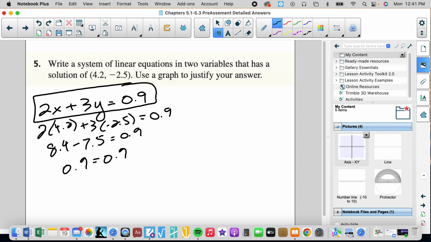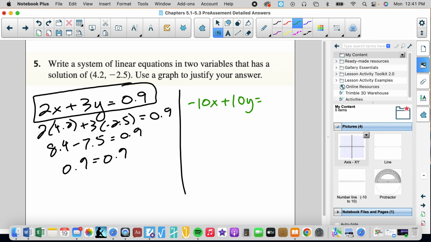Now I got to make another equation, and I just need to make sure it's not the same equation that I started with, or that equation 1. So let's do equation 2. Let's do -8. Oh, let's do 10. -10x plus 10y equals, I don't know what it is yet.